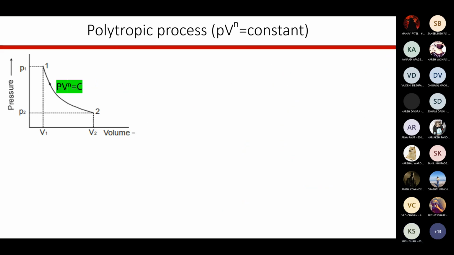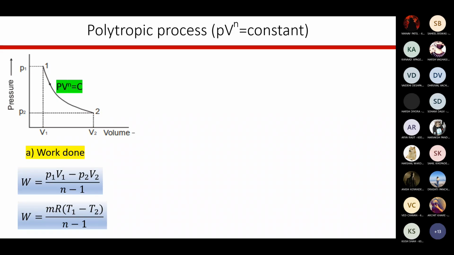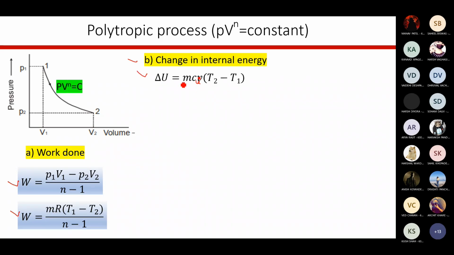Now the last process. Let us look at the polytropic process. P V raised to n is equal to constant. Now we know this work done in polytropic process can be written in this form in terms of pressure and volume, and in this form in terms of temperatures T1 and T2. So write down those expressions. Now let us write down what is the change in internal energy. So delta U, we know this is written as m Cv dT. So m Cv (T2 minus T1).